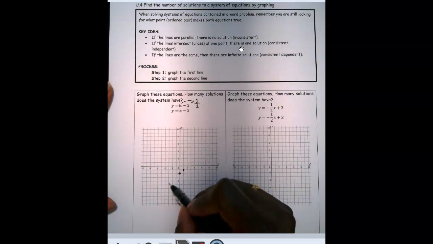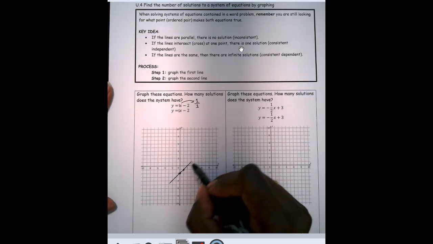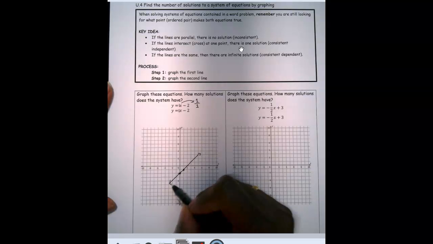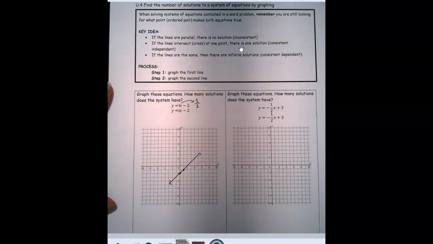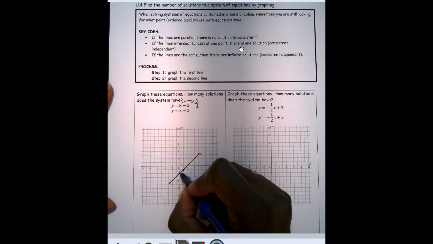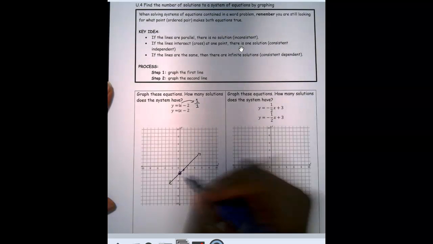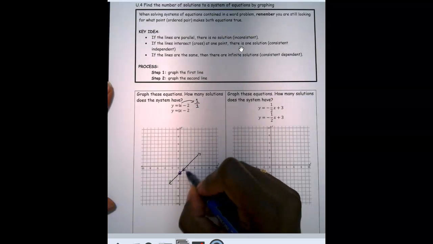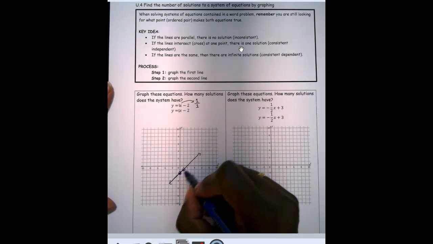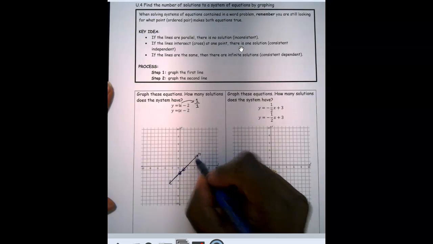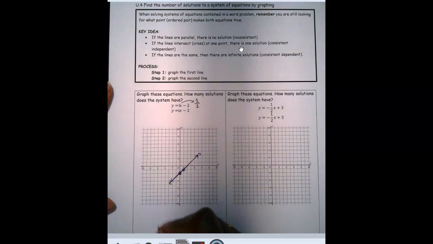So here we have this line. Now you could take it out further if you wanted to. And then we're going to graph the second line. We've got the same thing. So -2 up 1 over 1. It's exactly the same line. So because they're exactly the same line, we would say that we have an infinite number of solutions.